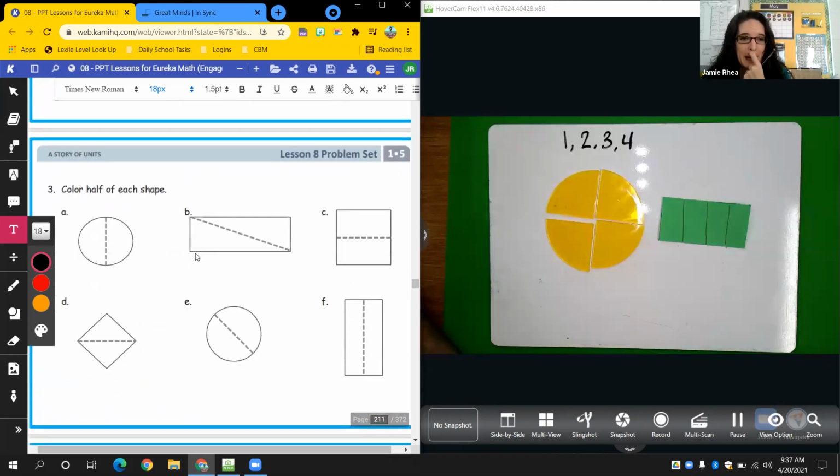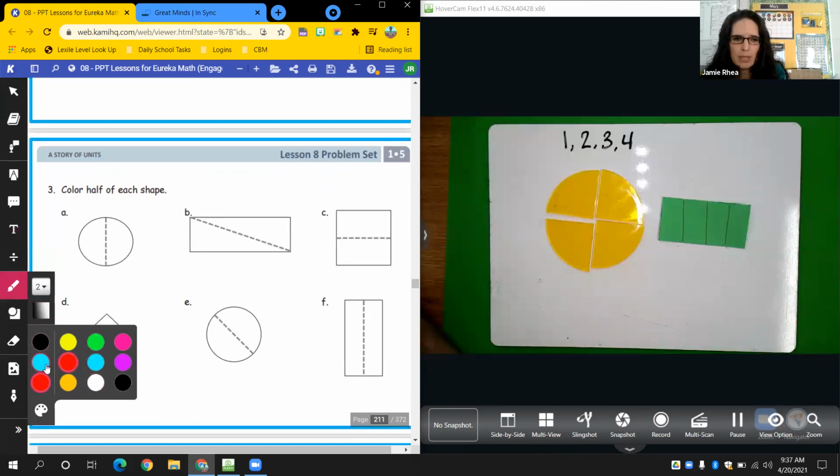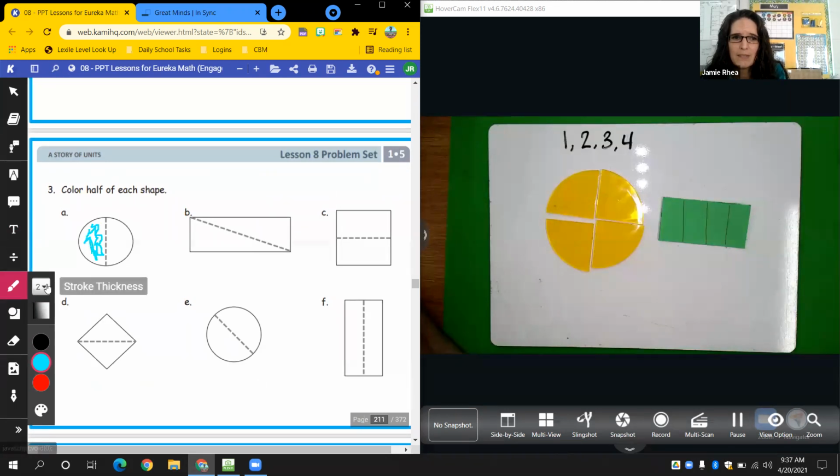Number 3, color half of each shape. Now, friends, look, I'm going to use this paintbrush right here. I'm going to pick a color. I don't care what color you use as long as it's not white. And you're going to color half of each shape. I'm going to do my best. It doesn't have to be perfect. I can even change how big it is to make it easier. Try to stay on the line if you can. That way I can see where the half line is.